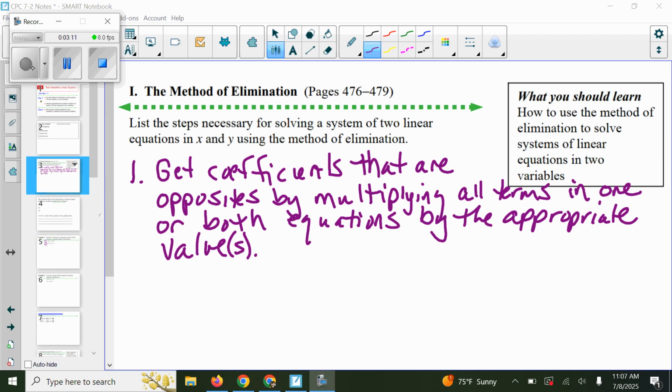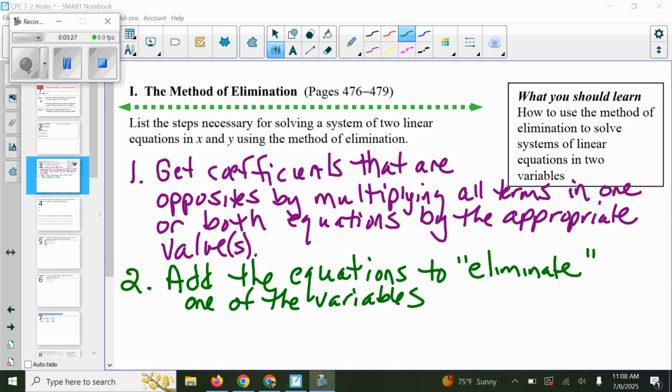So we're trying to get rid of one of the variables. Why? It's really hard to solve when you have two letters, right? We need to be able to isolate a variable to get it by itself, to get that value. So we need to only have one variable in our equation. By eliminating one of the two, we're able to solve for the other one. So by adding those two equations together, that's where we eliminate or get rid of one of those variables.